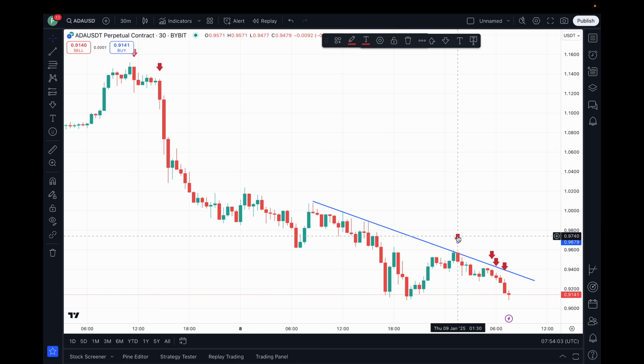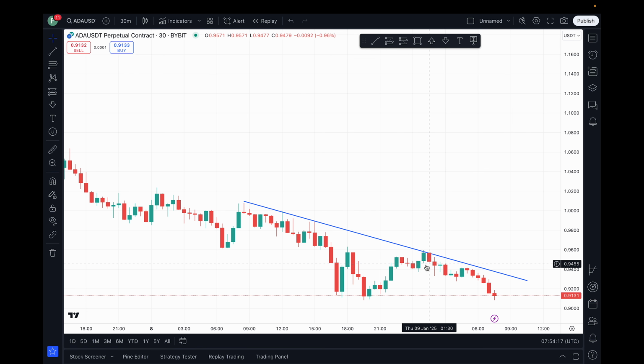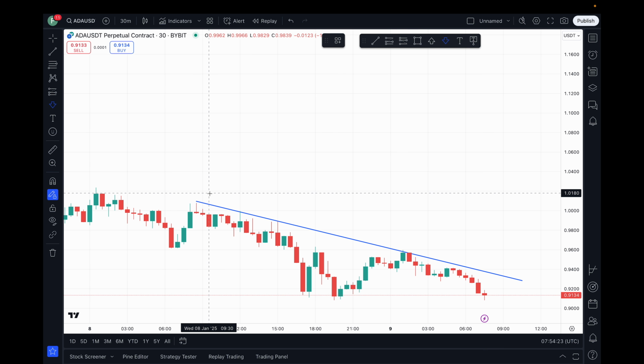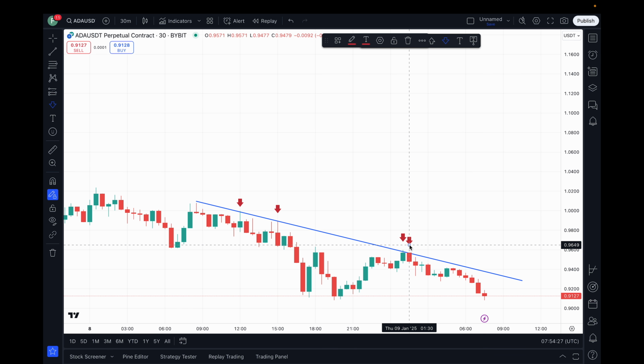So I'll remove all of these arrows. Let me make it big so you can see it very well. You can see it is going down, but let's put the arrows and see. I'm going to put the arrows right here. You can see it is touching this candlestick right here. It's touching this, it's touching this. So you can see it's touching about 4 candlesticks right here. So it's still a good downtrend line.